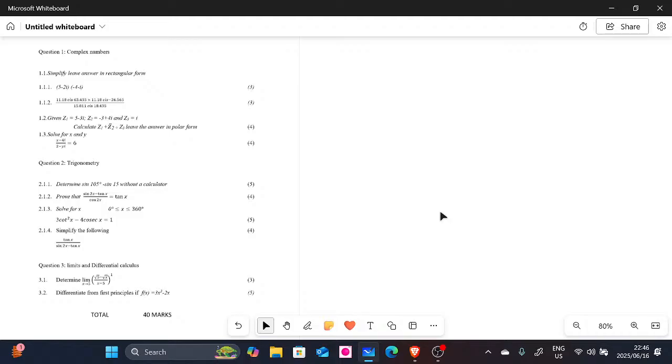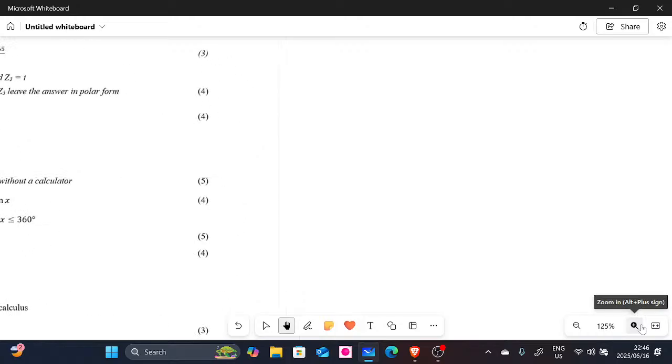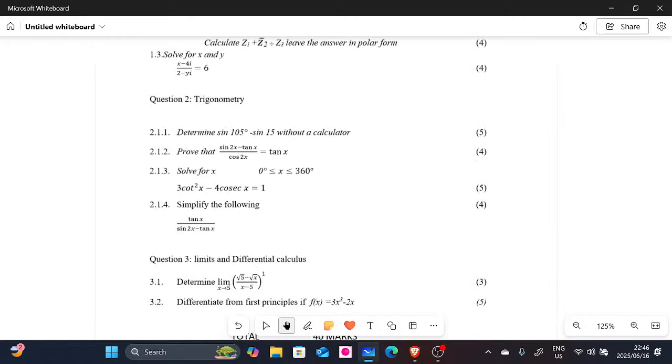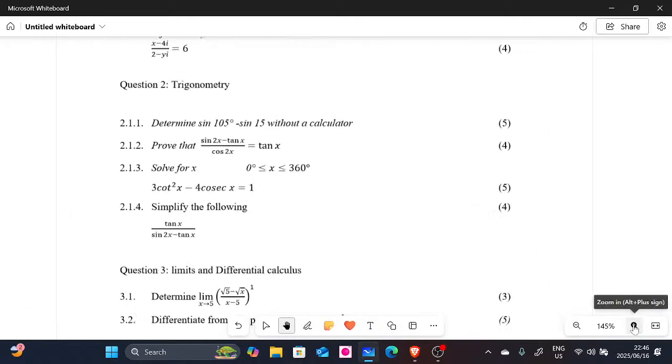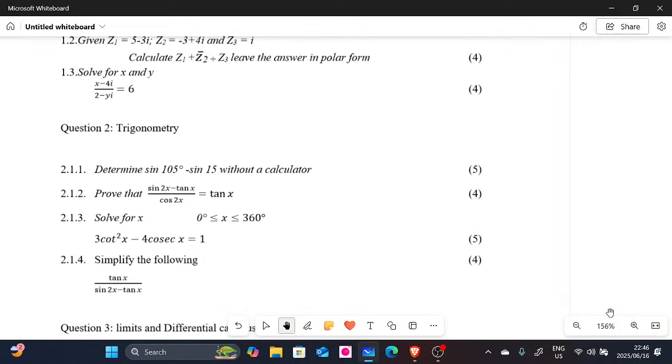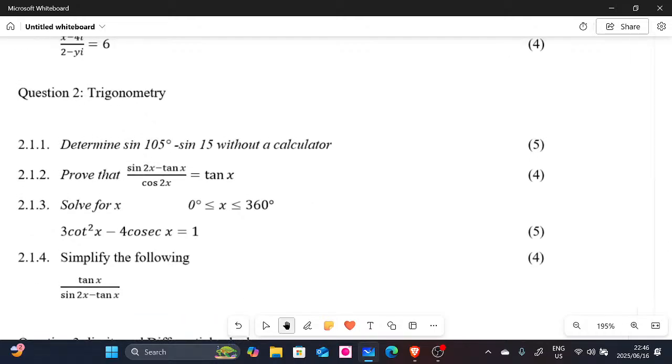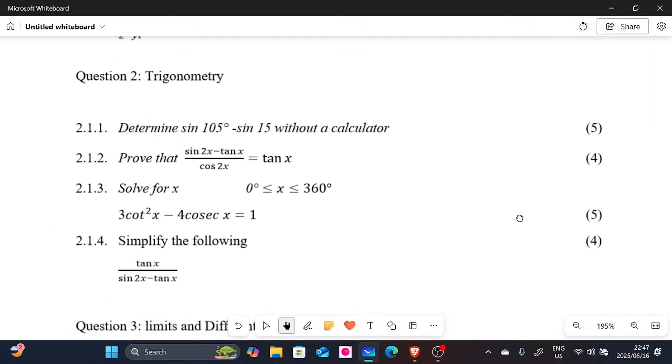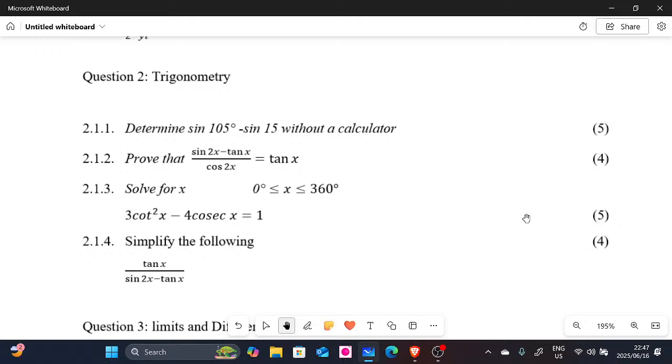Remember, we have to do trigonometry. So this is question 2 of trigonometry. Let me zoom it very quickly, guys, so that everyone can see. This is another question paper. I went to my archives and found this one. It was very interesting. So I'm just going to zoom only on question 2, which is trigonometry. You guys see this question 2 here, right? I think this is visible.